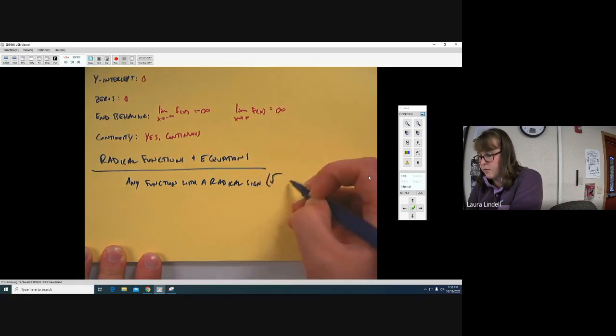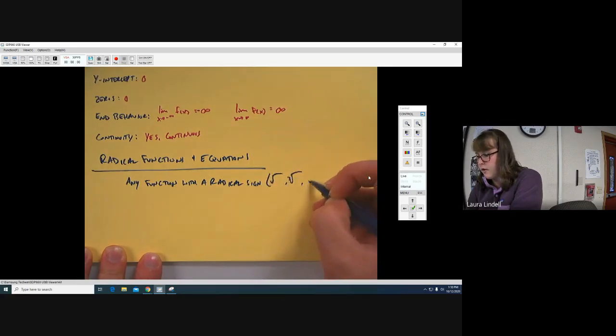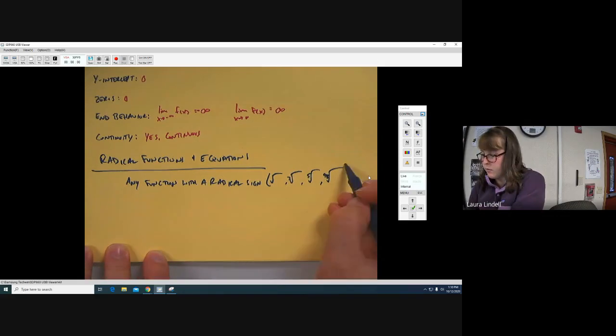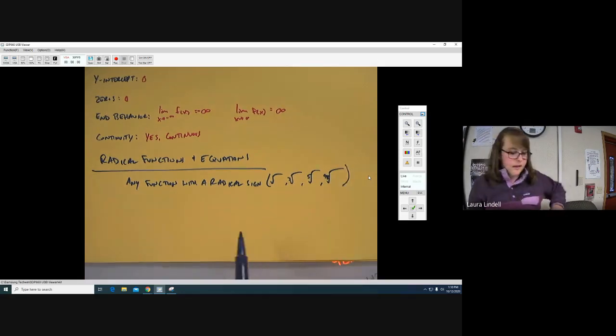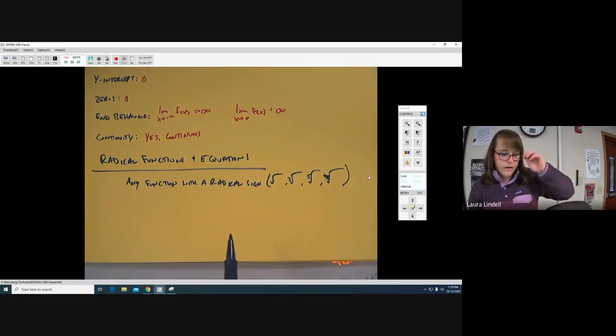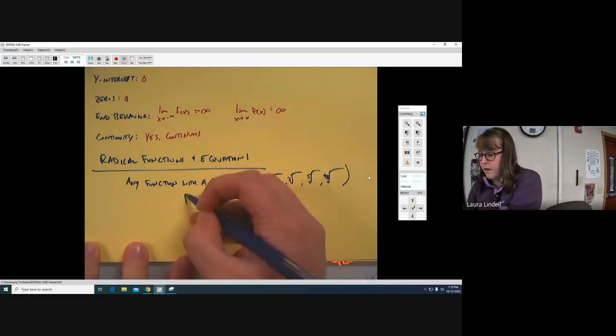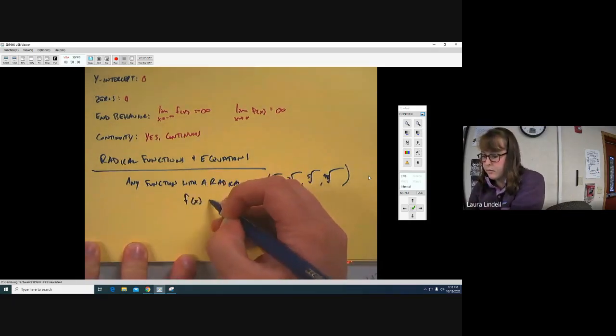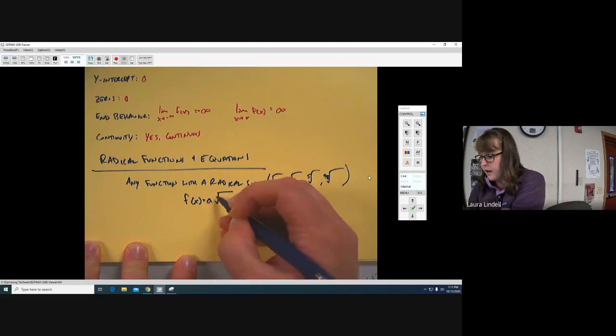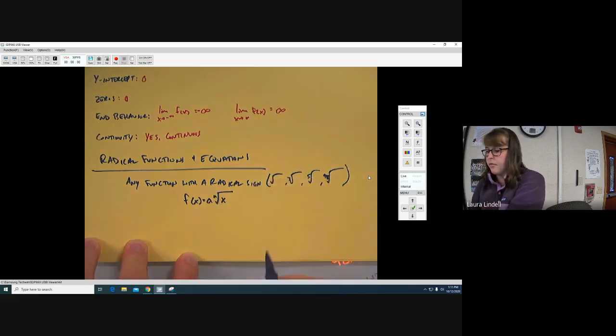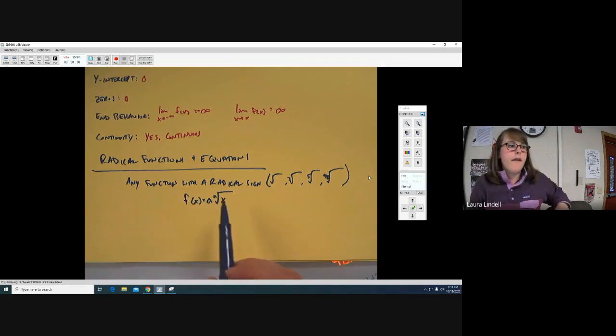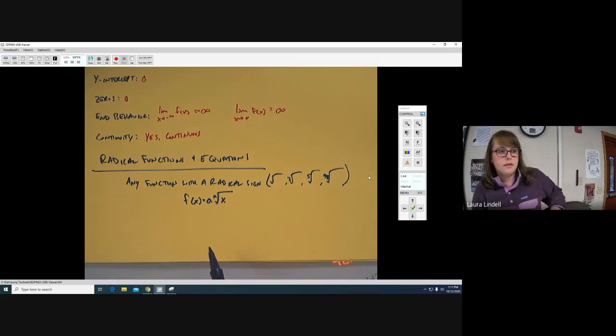So a square root, a cube root, a fifth root, a 98th root. Anything with a root like that is going to be considered a radical function. It's anything that can be written in the format of f of x equals a times the nth root of x. So this a can be any constant value, n can be any whole number.